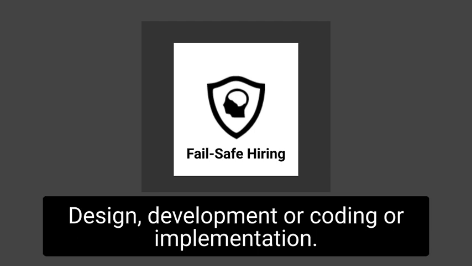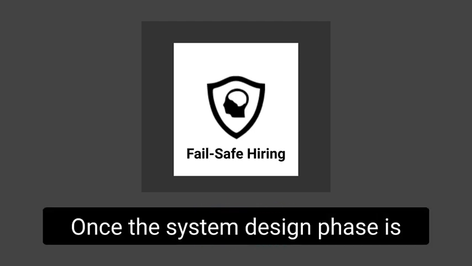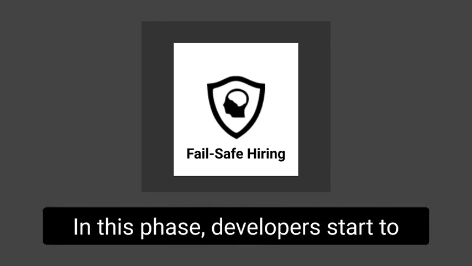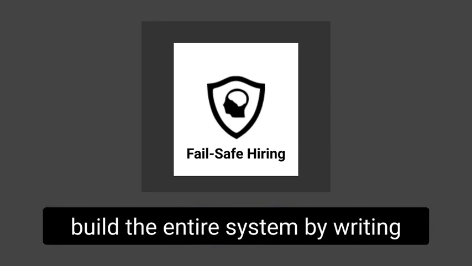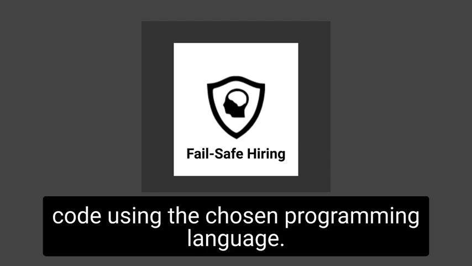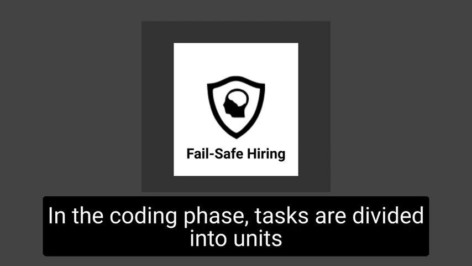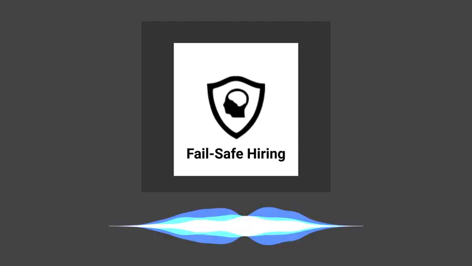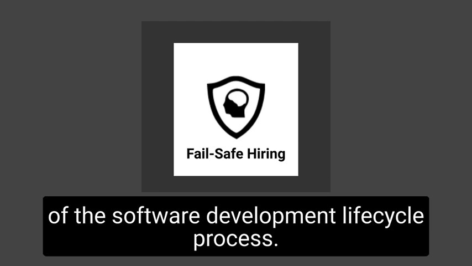Development or coding or implementation. Once the system design phase is over, the next phase is coding. In this phase, developers start to build the entire system by writing code using the chosen programming language. In the coding phase, tasks are divided into units or modules and assigned to the various developers. It is the most prolonged phase of the software development life cycle process.